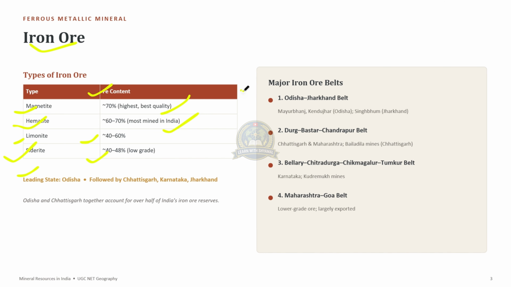Now, what are the major iron ore belts in India? Number 1, Orissa and Jharkhand belt. It includes Mayurbhanj, Keonjhar in Orissa and Singhbhum in Jharkhand. Number 2, Durg, Bastar and Chandrapur belt, Chhattisgarh and Maharashtra, and Bailadila mines in Chhattisgarh. Number 3, Bellary, Chitradurga, Chikmagalur and Tumkur belt in Karnataka, Kudremukh mines. Maharashtra, Goa belt, lower grade ore and largely exported.